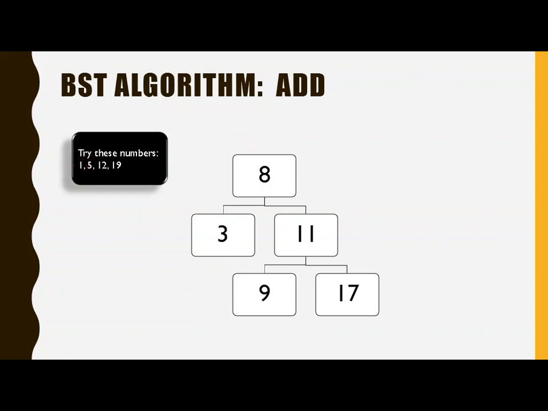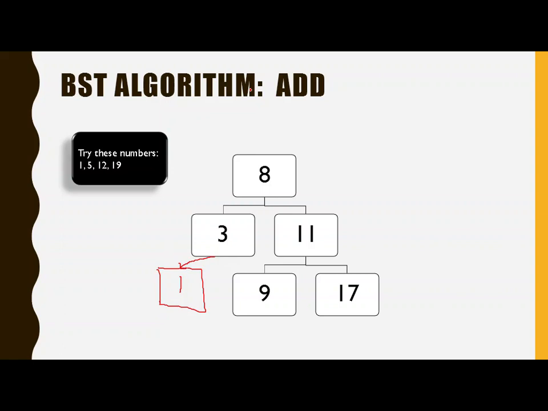So if I erase all this ink, I know now that I need to make a new box down here. I make a new node, I put the 1 in it, and of course that's going to be the left child of this thing. Okay, so that makes sense. Hopefully that makes sense to you.